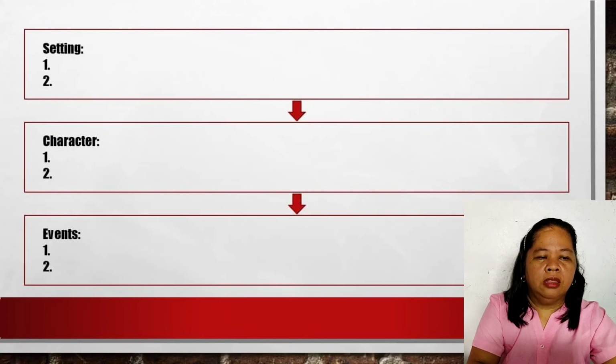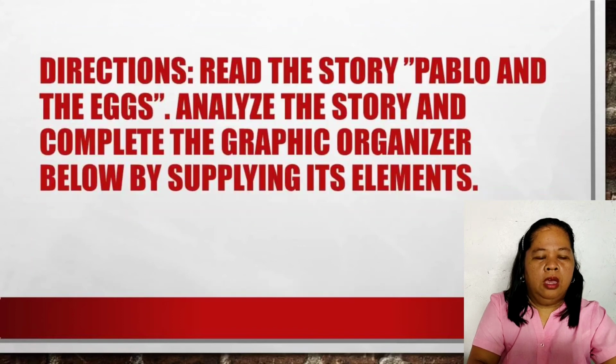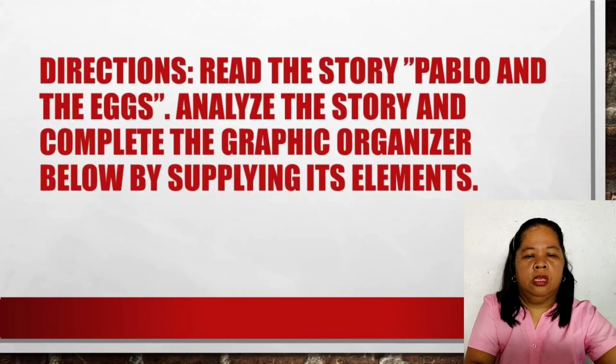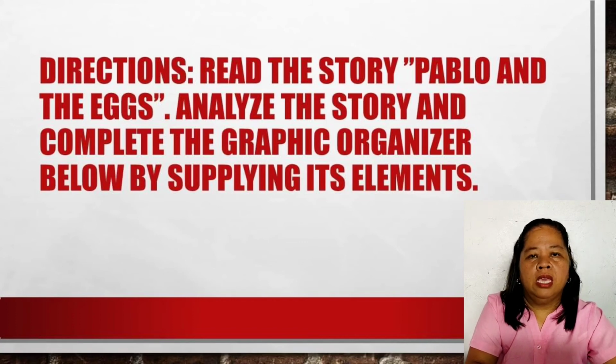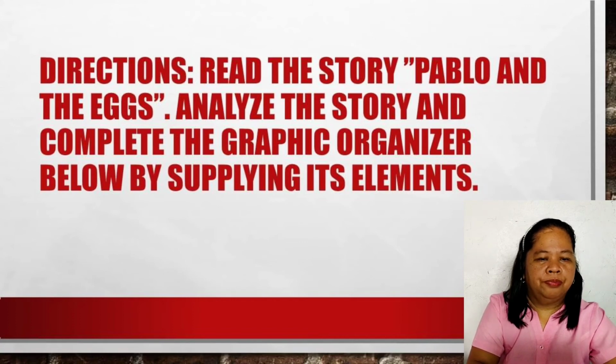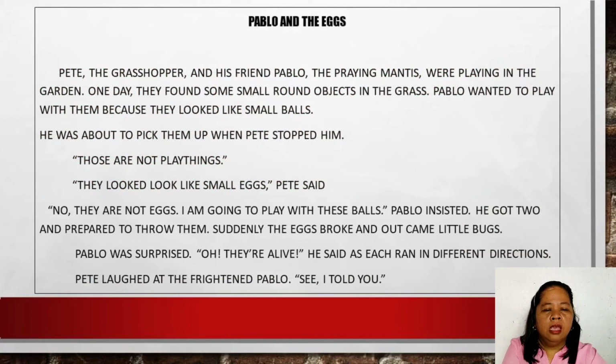Now let us write the setting, and then the characters, and then the events. I have here another direction. Read the story, Pablo and the Eggs. Analyze the story and complete the graphic organizer below by supplying its elements. Now listen carefully. Pablo and the Eggs.